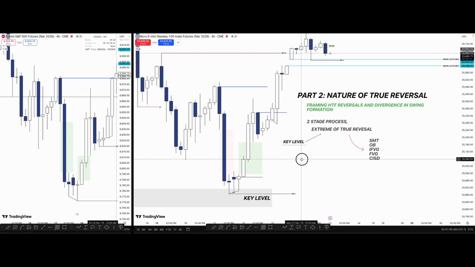So everything has a sequence. A true reversal will always have its own sequence, right? And all of this will actually give you what? Everything is happening where? It is happening in the market maker buy model or the market maker sell model.